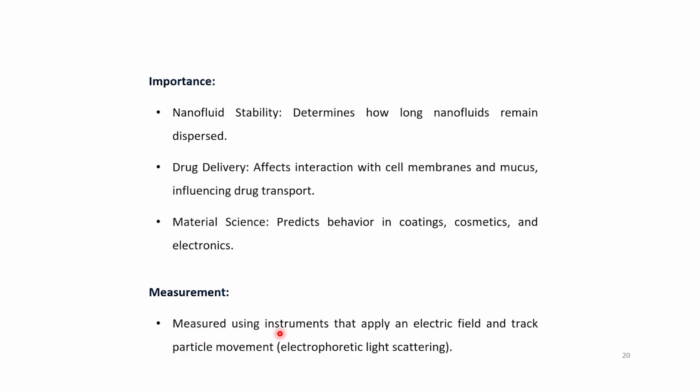Then measurement, measured using instruments that apply an electric field and track particle movement. So, electrophoretic light scattering or even dynamic light scattering, these instruments can be used. So, whatever instrument applies an electric field and tracks the movement of the particle is involved in measuring the zeta potential.